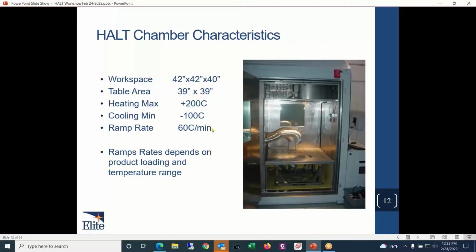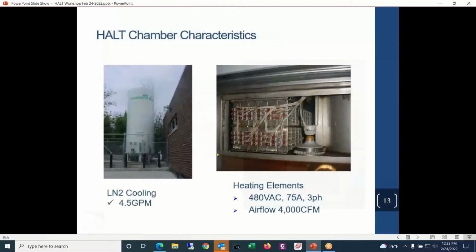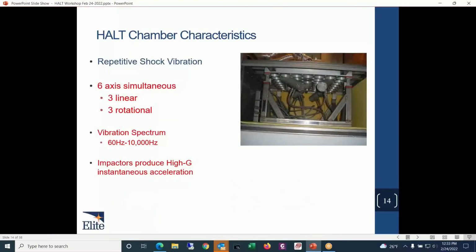Some of the temperature extremes that we can achieve in this chamber are listed here. Sometimes we can hit them, sometimes we can't. There's our LN2 tank, and a little bit closer picture of the heaters. We can create some incredible temperature swings with this bank of heaters that are driven at 480 volts, 75 amps. We can produce a lot of temperature change and offset that with the liquid nitrogen to get some really severe ramp rates in temperature. So what is it about HALT that makes it somewhat unique?